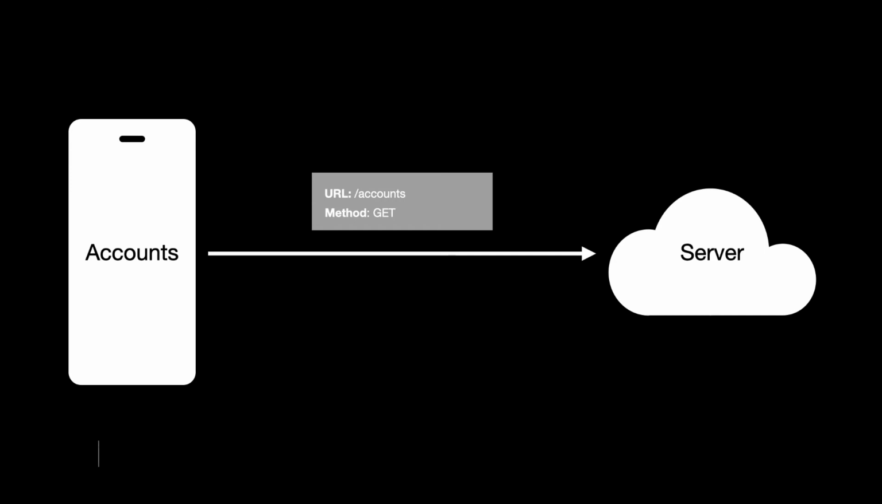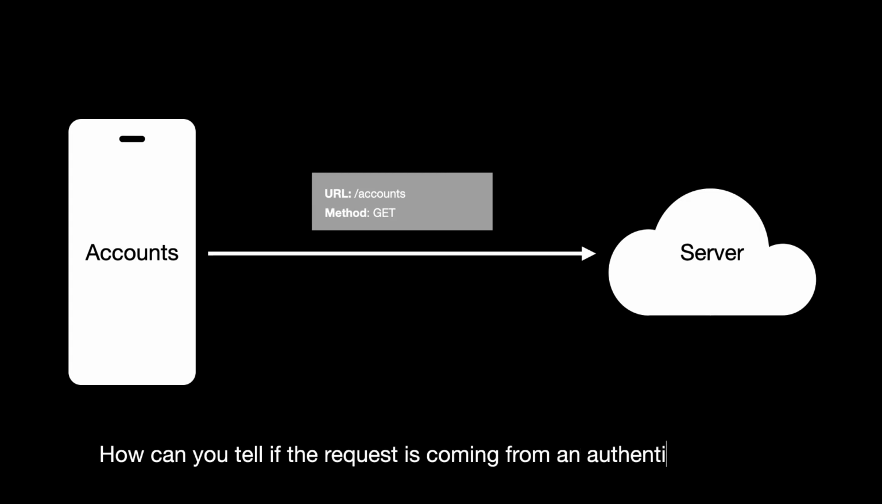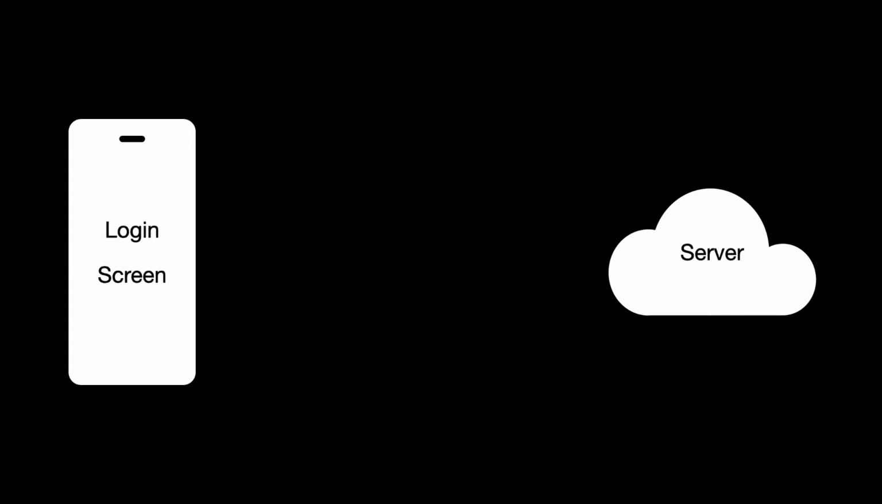But how can the server tell if the request for the accounts is coming from an authenticated user? This means, how can the server know that it's you, that you have been authenticated? And this is where JWT, or JSON Web Tokens, comes into play. So let's go back to the login screen and do the whole scenario again, this time using JWT.